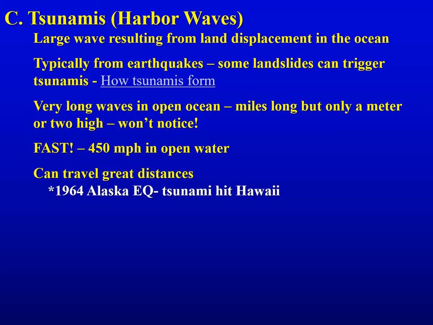Hawaii has been hit several times in its history by tsunamis that have originated far away in the Pacific Ocean. The Great Alaska Earthquake of 1964 sent a tsunami into Hawaii. There was one in 1946 from Alaska that sent a tsunami into Hawaii. There's been some from Japan that have sent tsunamis into Hawaii. Hawaii, because of its placement in the Pacific Ocean, gets hit by tsunamis fairly frequently. It's a big part of their history.